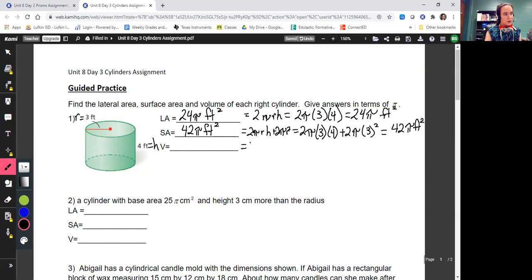And we want the volume of the cylinder. Formula is base times height. Remember that the base of a cylinder is pi r squared, so pi r squared times our height. That gives us pi times our radius of 3 squared times our height of 4. And that gets us 36 pi feet cubed because it's volume.